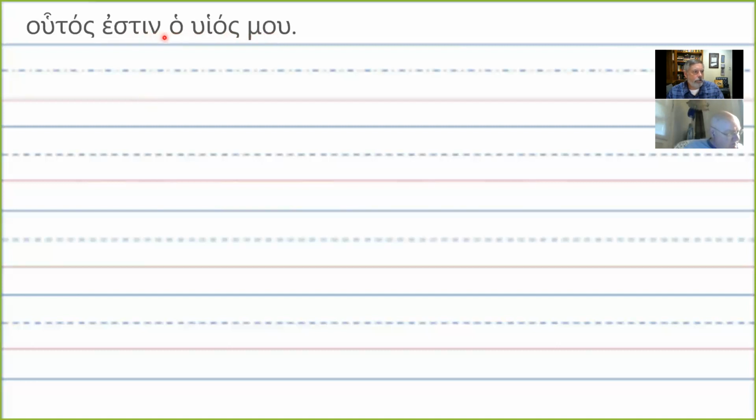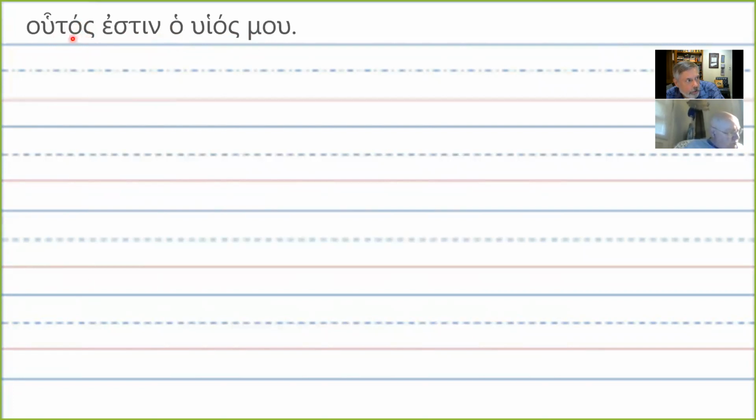Okay, so let's start with something simple. Where's the subject in here? What is the nominative case? It's a bit of a trick question because I have my houtos, and I have a huios with an article, ho. Both of these are in the nominative.